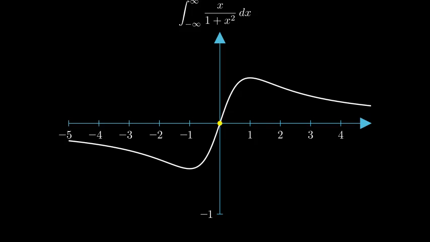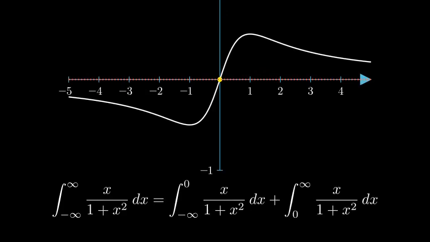First, this is an odd function. It's symmetric about the origin, but reflected. Second, as x approaches infinity or negative infinity, the function approaches zero, creating horizontal asymptotes. Because this is an improper integral over an infinite interval, we'll split it into two parts at x equals 0.